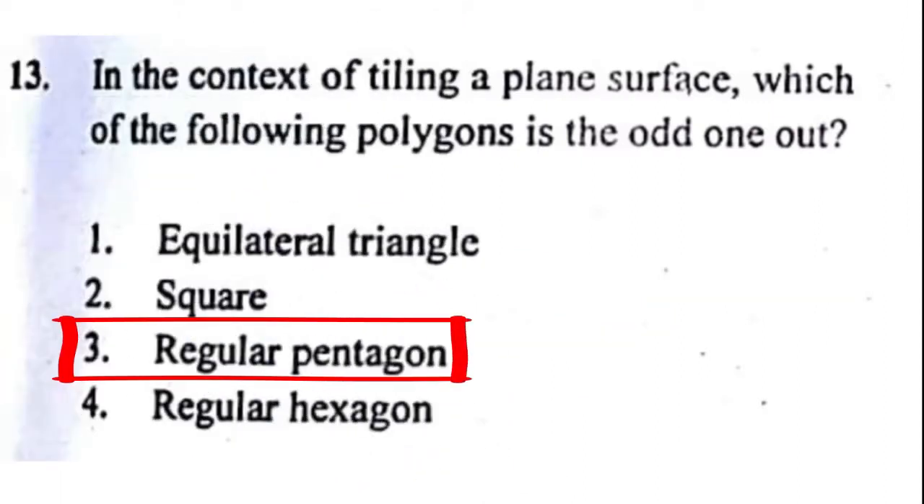Next problem, problem number 13. In the context of tiling a plane surface, which of the following polygons is the odd one out? There are 4 options given. The correct answer of this problem is option 3, regular pentagon.